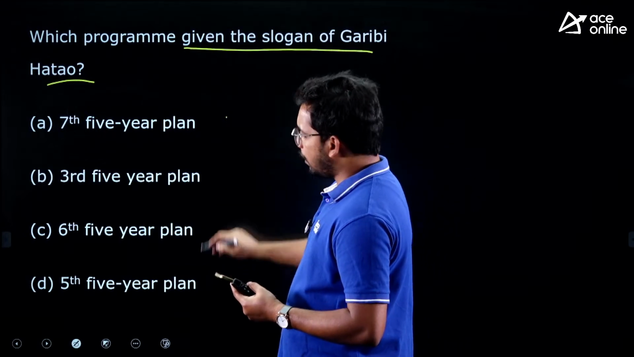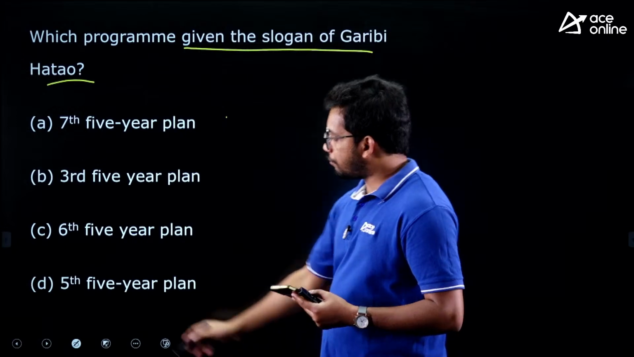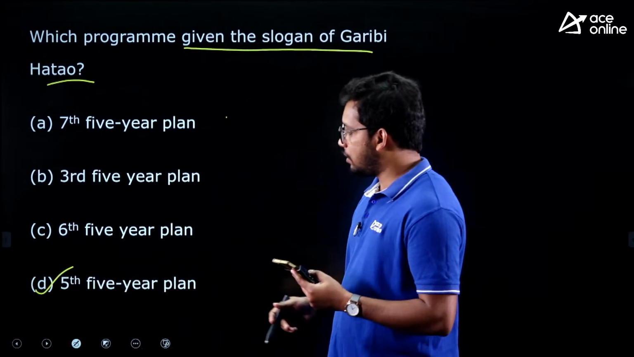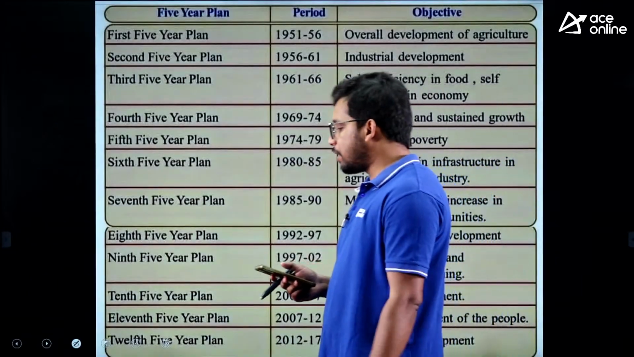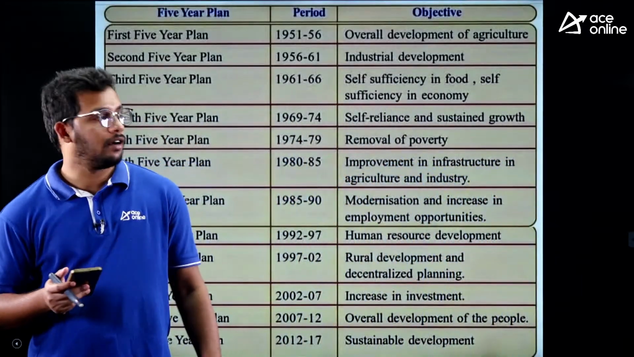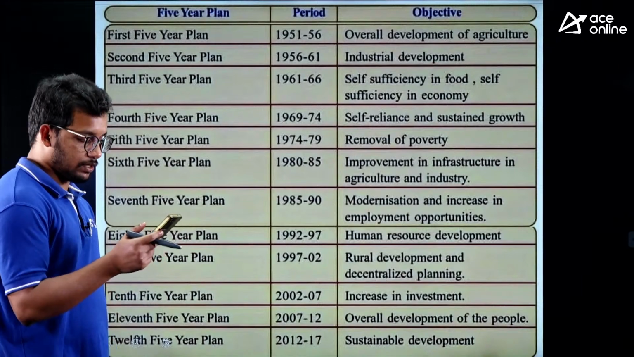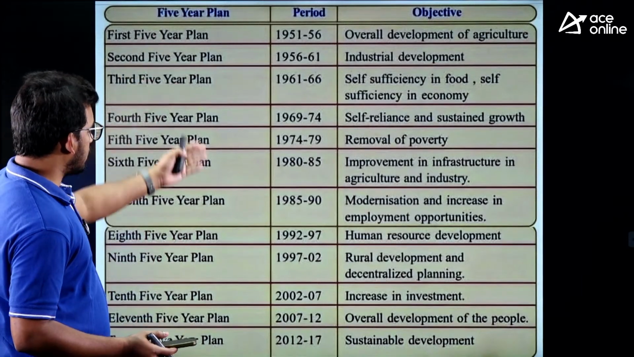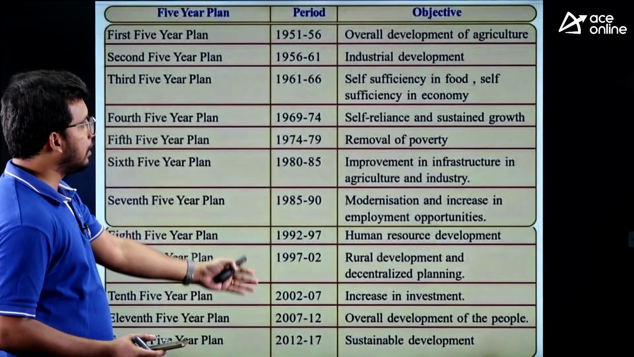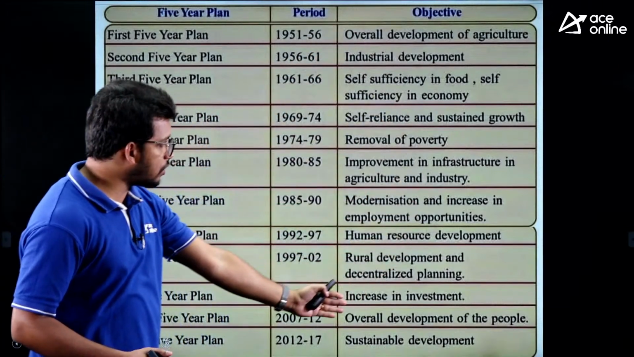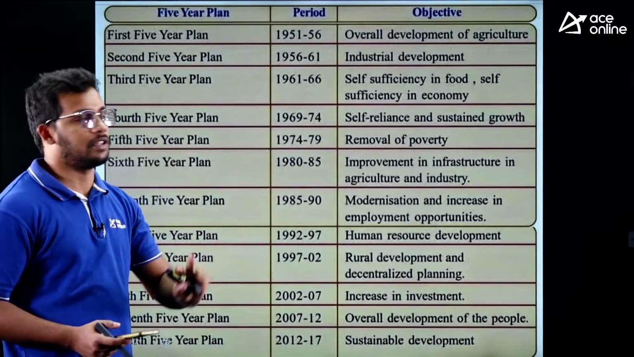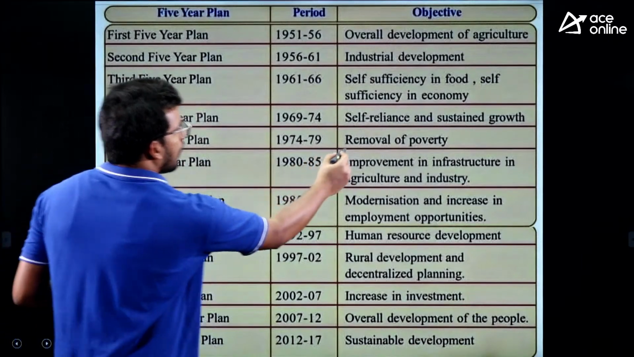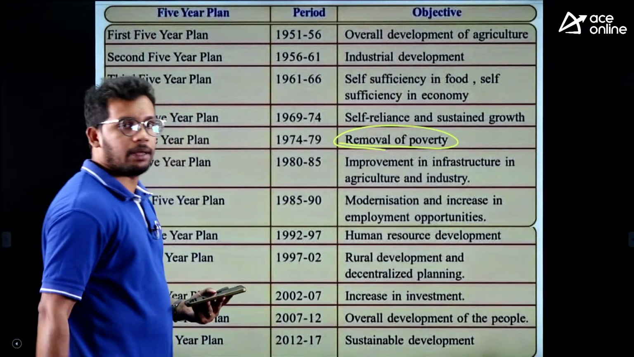So which 5-year plan? It is the 5th 5-year plan, when Indira Gandhi ji was our Prime Minister, and Garibi Hatao was the slogan. So I am giving you the crisp summary of the 5-year plans. First, second, third 5-year plan, the years you need to remember, and then the objective of each 5-year plan. Very brief, crisp. You will see 1 or 2 questions from this. So the 5th 5-year plan had the removal of poverty, or Garibi Hatao.